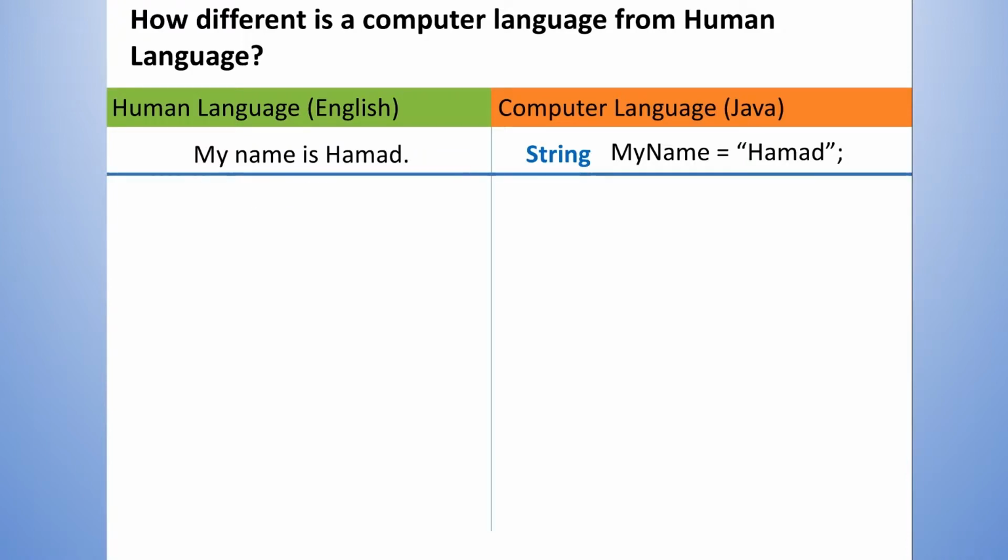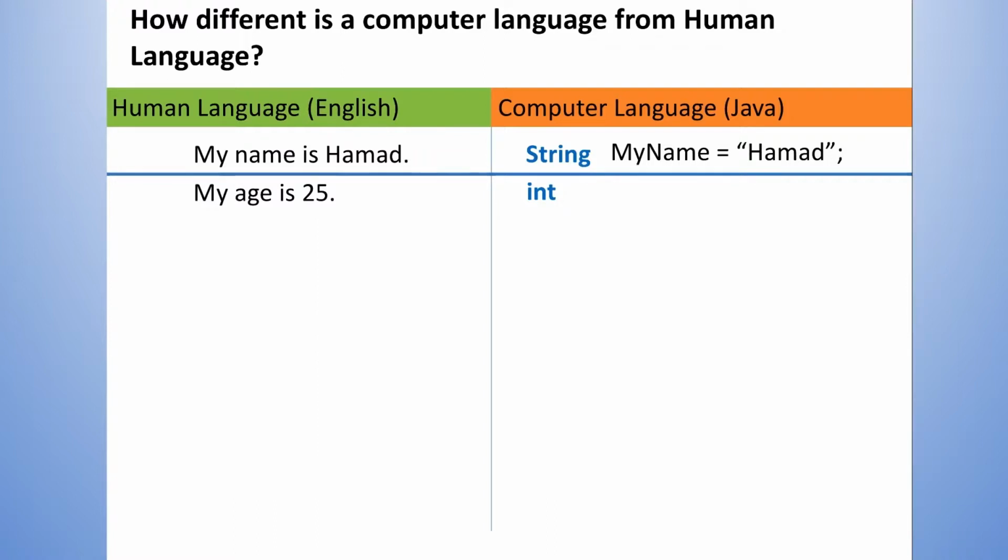Another example. Assume I want to say my age is 25. That's not my age, yeah? Maybe doubled. How do I do it in Java? In Java, again, I can say int. Now, 25 is an integer number. It does not have a decimal point. So I use int because it is an integer.